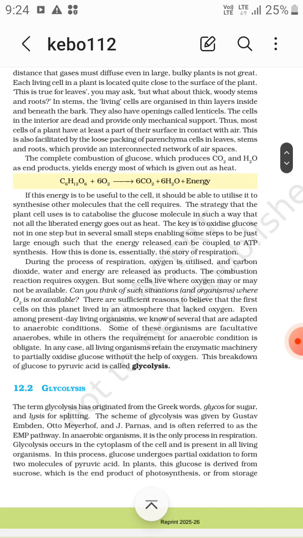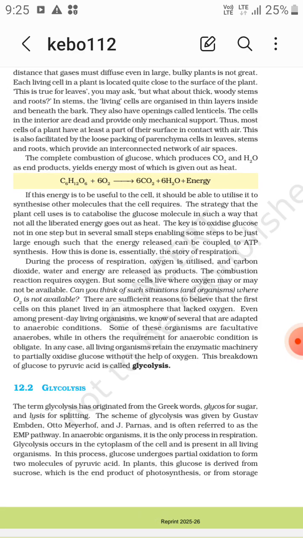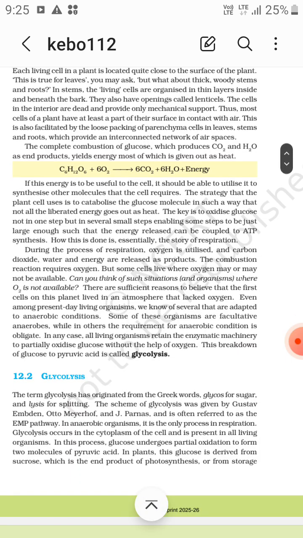During the process of respiration, oxygen is utilized and carbon dioxide, water and energy are released as products. The combustion reaction requires oxygen, right?